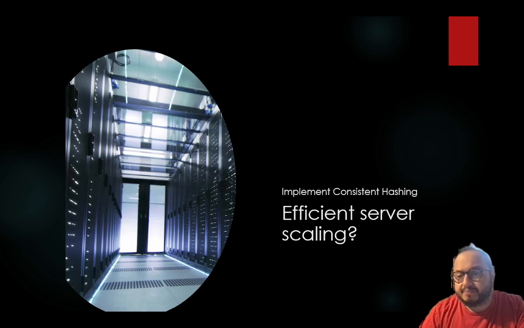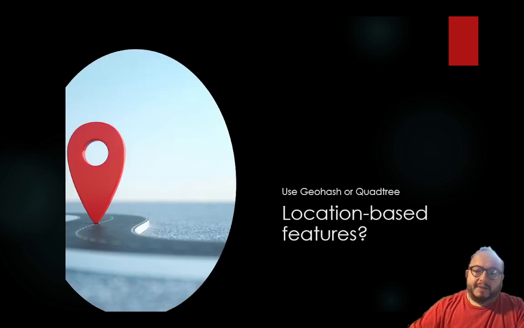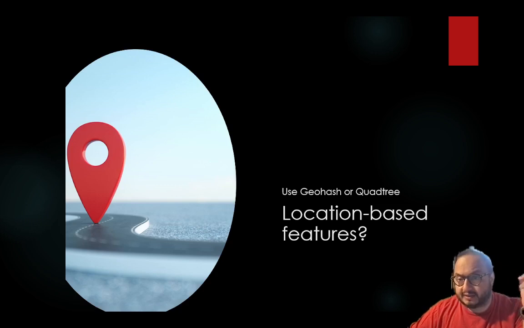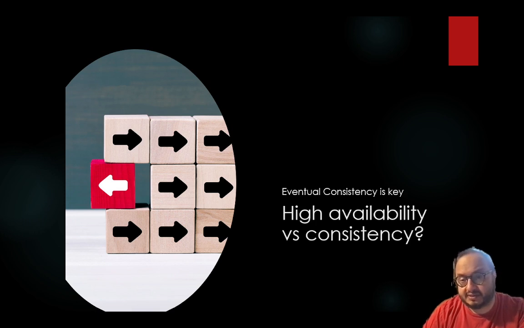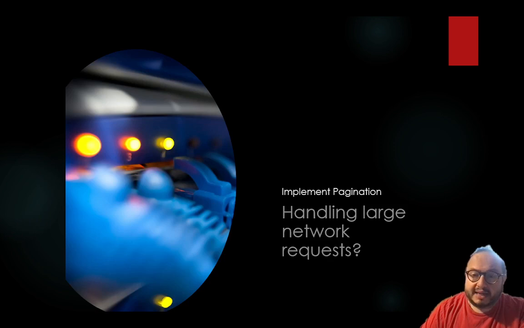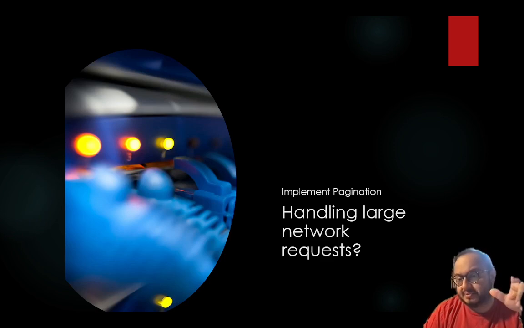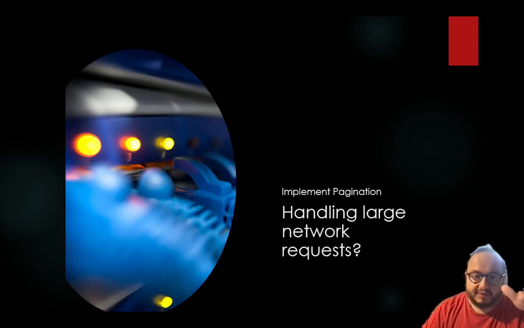Consistent hashing helps balance load and keep data evenly distributed as you add or remove servers. Spatial data structures like geohash or quad trees allow efficient queries for location-based services. In distributed systems, sometimes we choose eventual consistency to achieve higher availability. Break large responses into pages. This prevents overwhelming clients and servers. By the way, I introduced in a video also pagination with my backend service as well as with React.